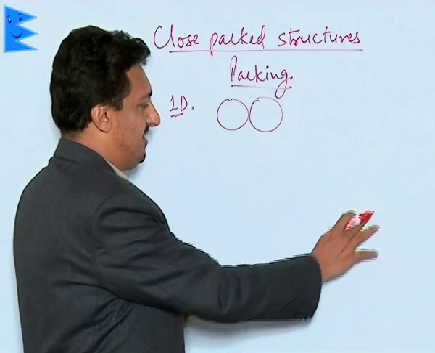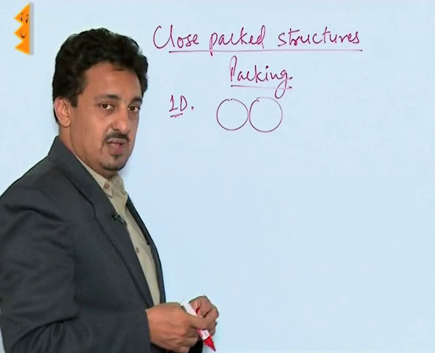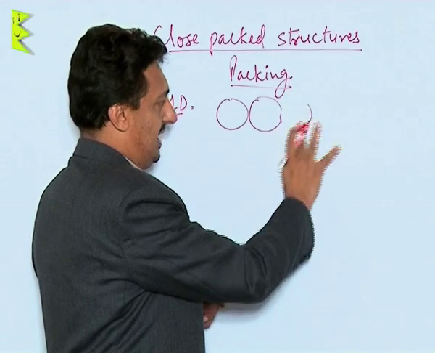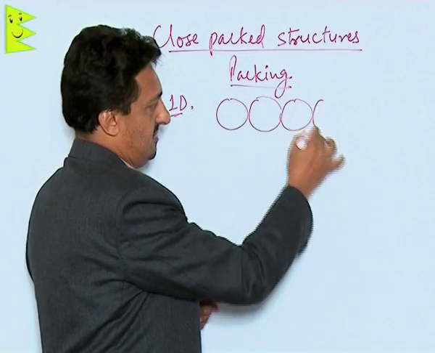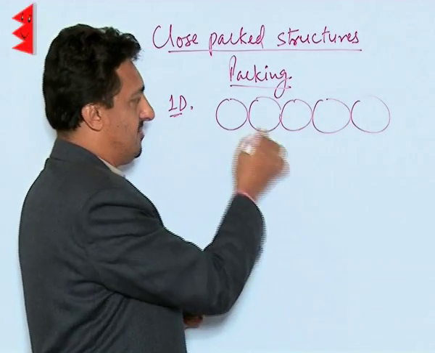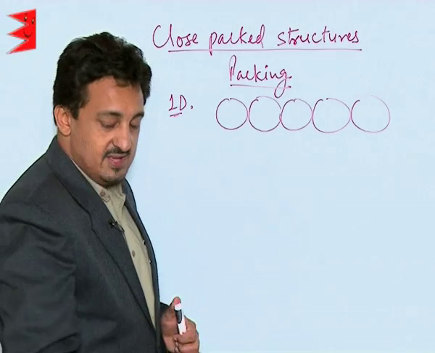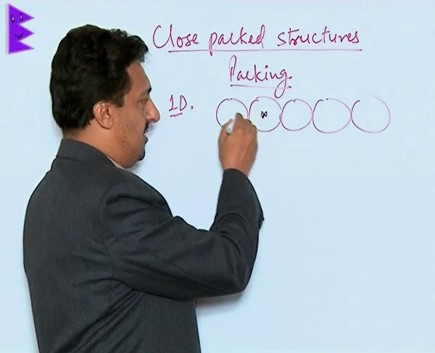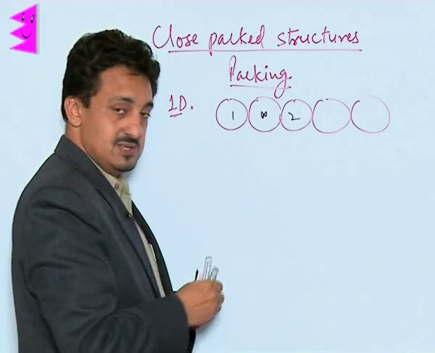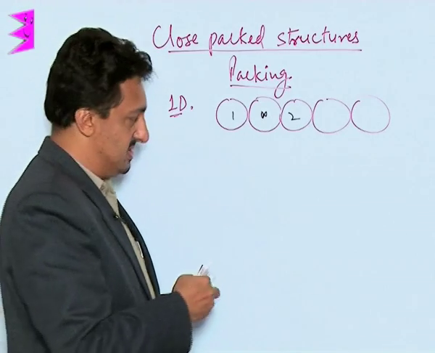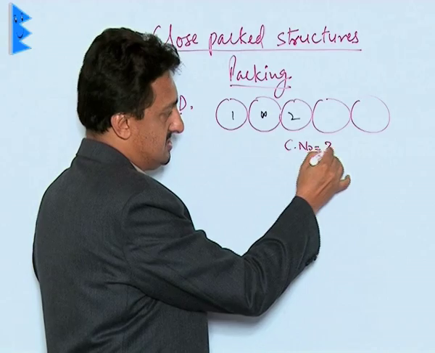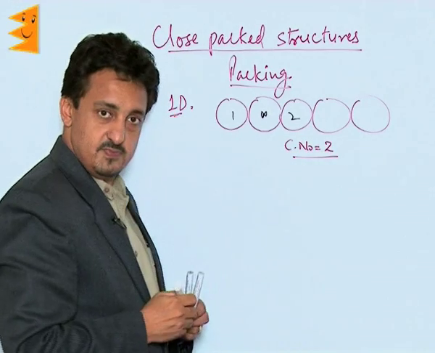So in the one-dimensional system, since the particles are of one type, they are arranged in a single line. It's like this. So they are arranged in one line, and in this you can find that each particle is in contact with 2 more particles. So what we find is that the coordination number at this stage is 2.